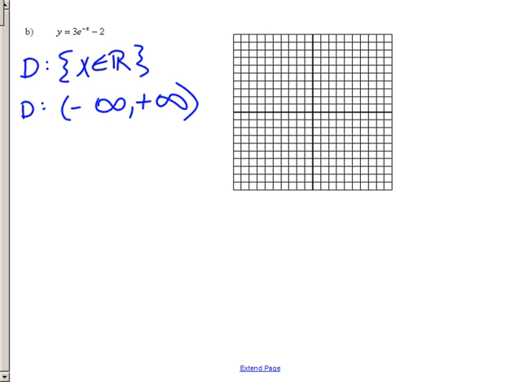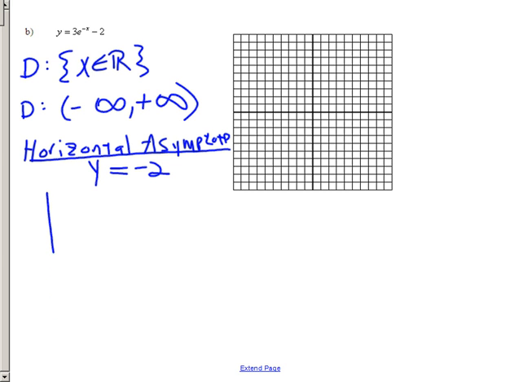Okay. We can write it like that. The range will come after we graph it. You may want to right away say that the horizontal asymptote is y equals -2. Pick some values for x and figure out what y is. If you plug in 0, e to the 0 power is 1. 1 times 3 is 3. 3 minus 2 is 1. That's really the only good point we're going to get here.